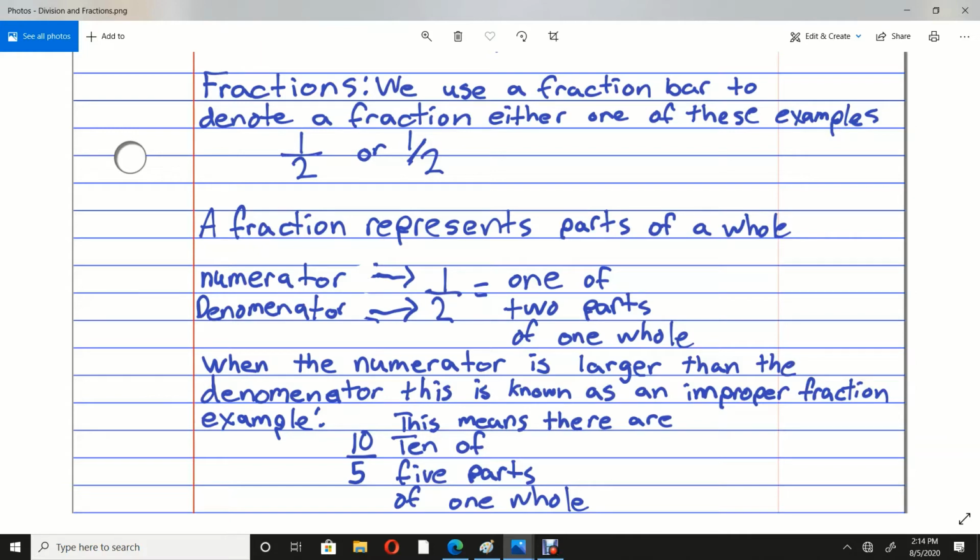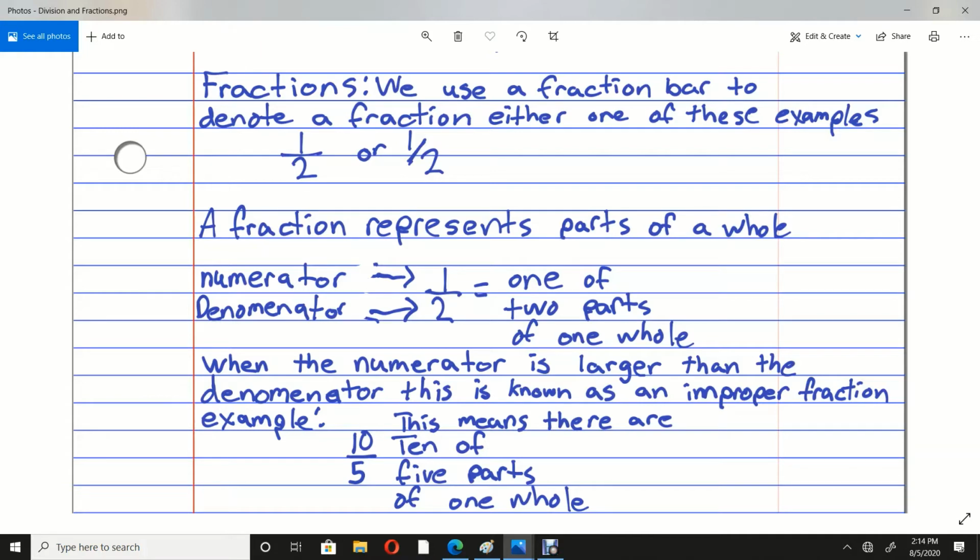These are two ways you can write a fraction: 1 over 2, or you can use the slash. Both of those represent fractions. A fraction represents parts of a whole, where your numerator is the top part and your denominator is the bottom part. Your numerator represents the number of parts of the portion, and your denominator is the number of parts in the whole. Go ahead and copy these notes.